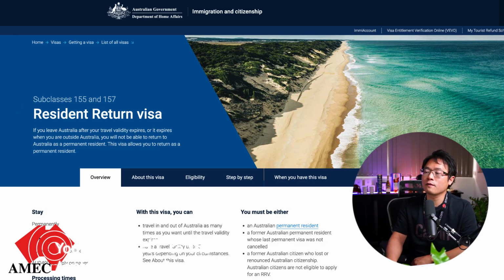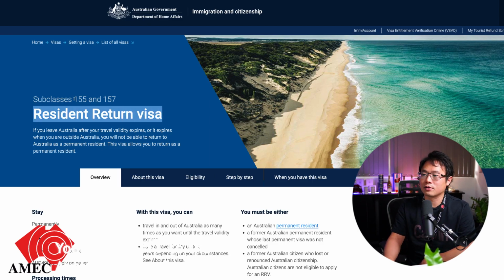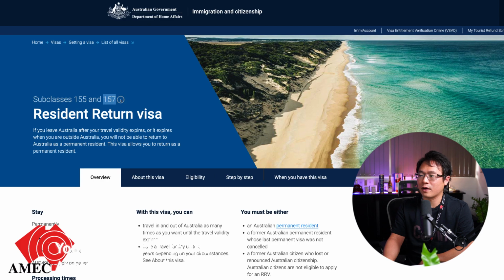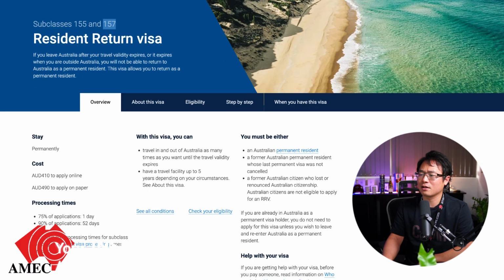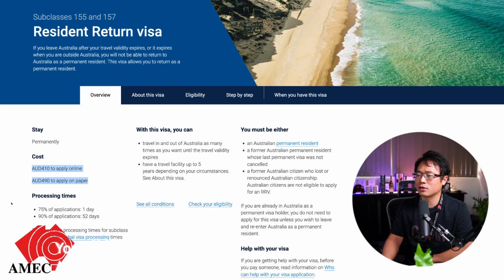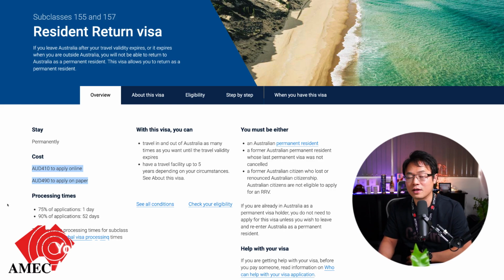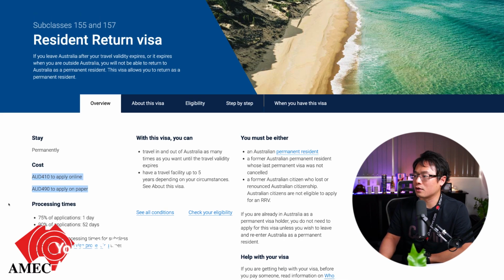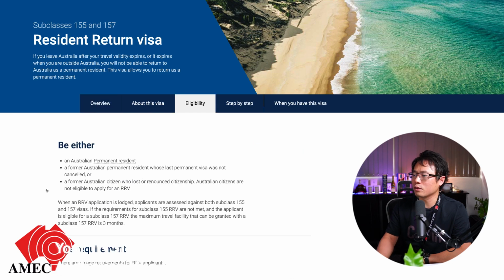The renewing visa for PR is called the resident return visa under subclass 155 and 157, and it's not costly. You can look at this, it's very cheap compared to a lot of visas which cost thousands and thousands of dollars. So let's have a look at the eligibility.